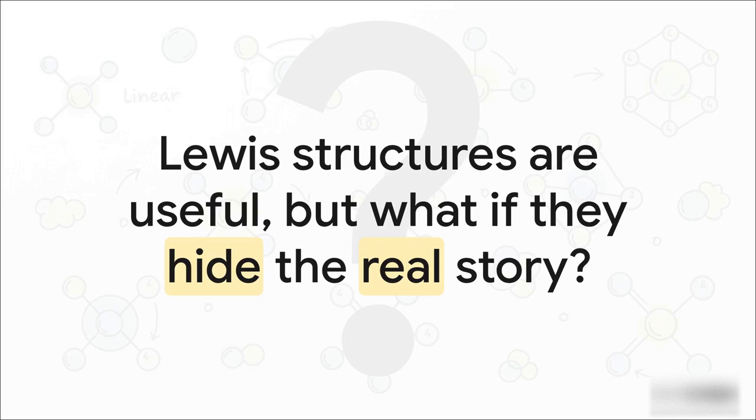We all spend a ton of time learning how to draw Lewis structures, right? And they're great. They show us which atoms are connected, what kinds of bonds they have, but they've got one massive, kind of misleading limitation. They are totally flat. So what if that simple 2D picture is hiding the most important thing about the molecule? Its actual shape out there in the real world.